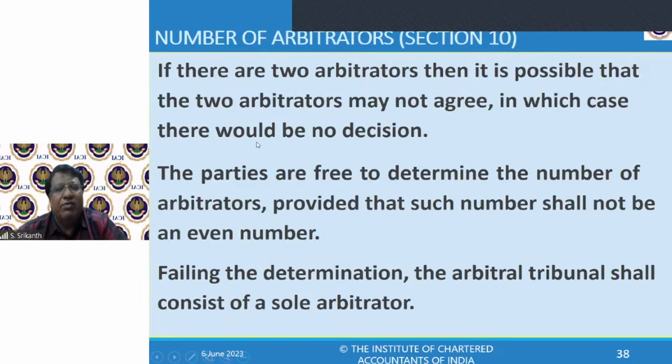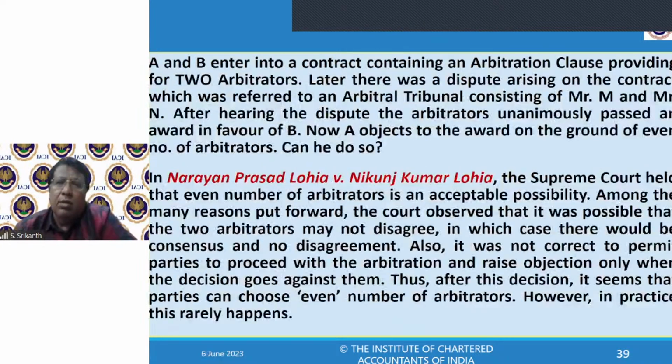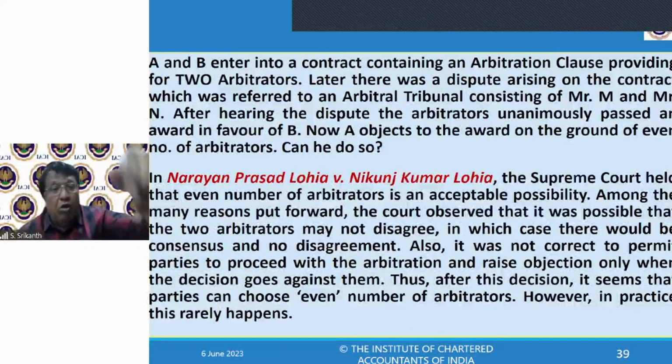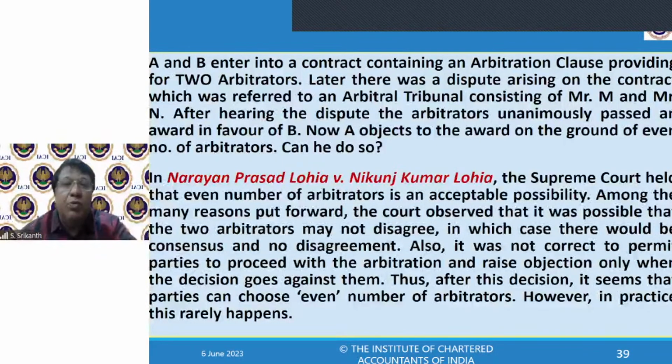Does it mean that you cannot have even number at all? No, not like that. A and B enter into a contract containing an arbitration clause providing for 2 arbitrators. Look here, at the time when they entered into the contract, these fellows put 2 arbitrators. So A and B both were aware that there are only 2 arbitrators at the time of signing, with open eyes. Later there was a dispute arising on the contract which was referred to an arbitral tribunal consisting of Mr. M and Mr. N. After hearing the dispute, the arbitrators unanimously passed an award in favor of B. Both the arbitrators in favor of B.